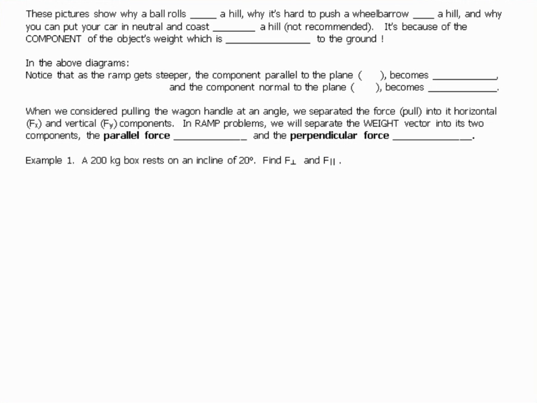So these pictures show why a ball rolls down a hill, why it's hard to push a wheelbarrow up a hill, and why you could put your car in neutral and coast down a hill, which is not recommended. In some places it could be illegal. It's because of the component of the object's weight, which is parallel to the ground.